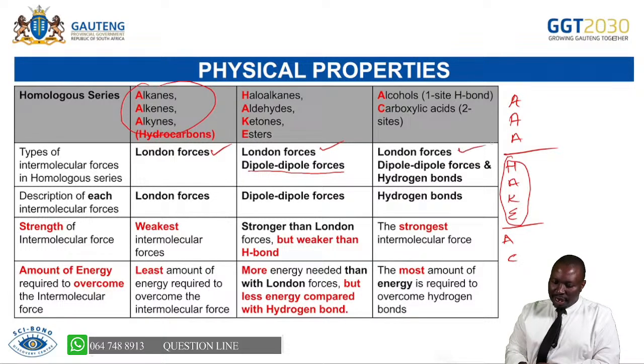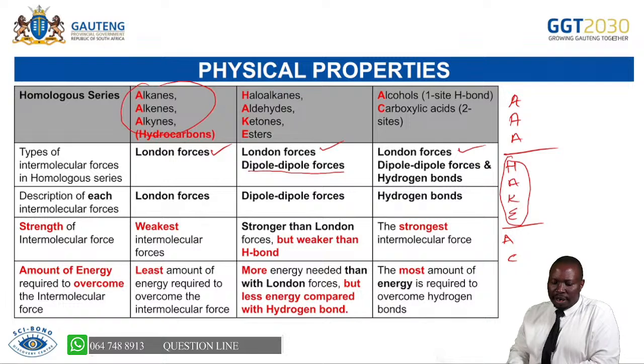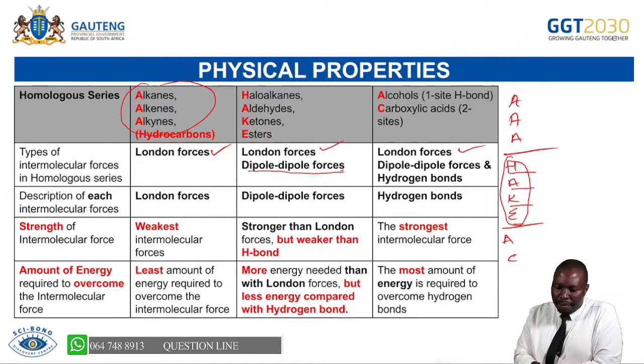These alcohols and carboxylic acids, they have London forces. The difference is that haloalkanes, aldehydes, ketones, and esters have dipole forces as well. So always we will refer to dipole for all these 4 homologous series. However, for them to have dipole, it means they have London forces. So you know that already.